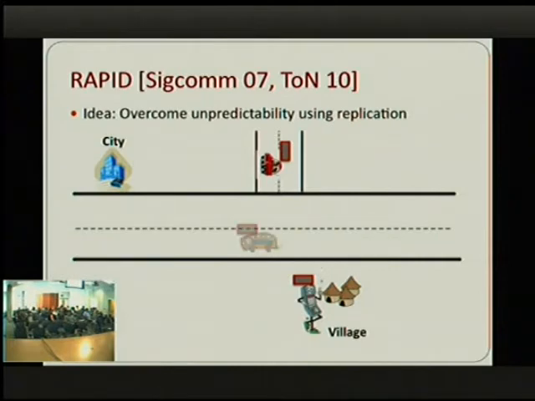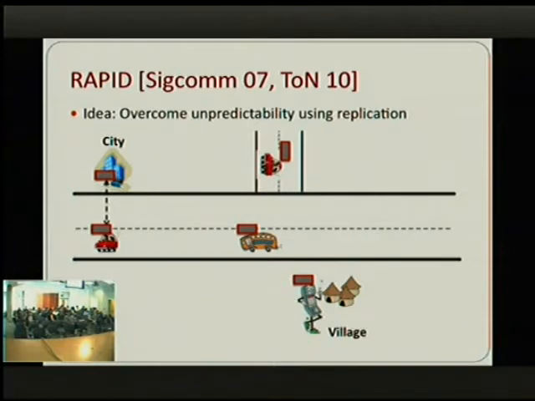And then the replicated packet is routed until it reaches the destination. Notice that if I'd only used forwarding, that is, only one copy of the packet, this packet would have been lost. But because I've used replication, I can overcome unpredictability.